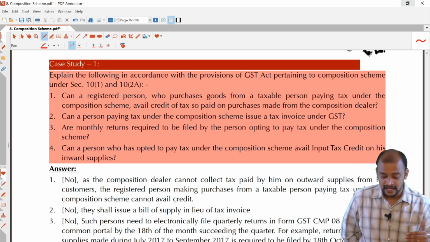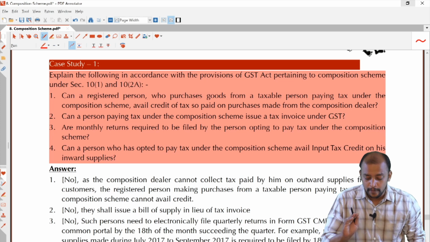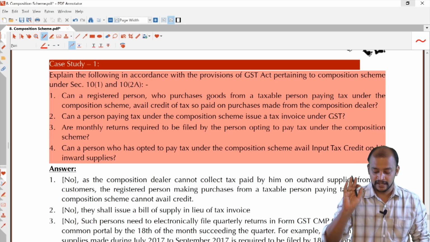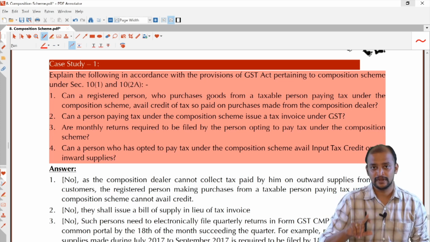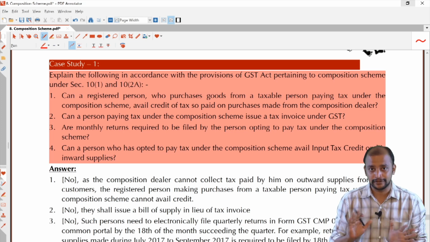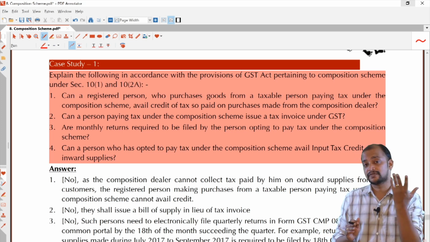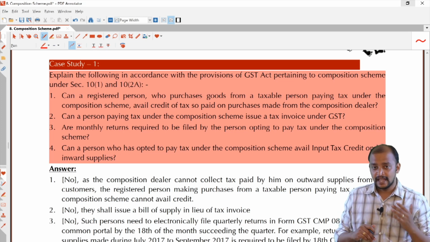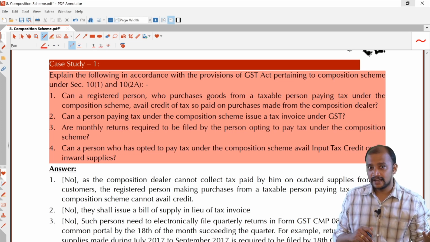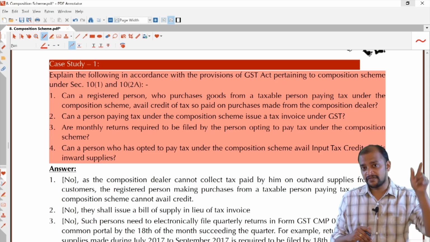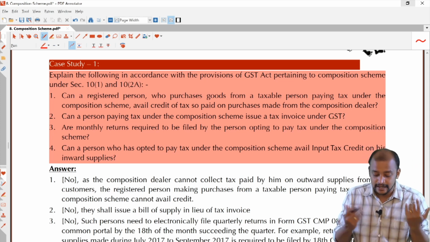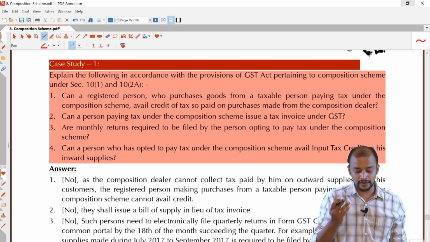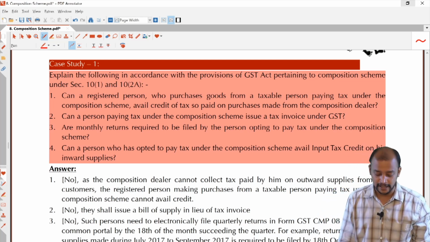What is the question here? There is a registered person who purchases goods from a taxable person paying tax under composition scheme. So I am a person not opting for composition scheme. I purchased goods from a person who is opting for composition scheme and I paid some tax. Can the tax so paid on purchases made from a composition dealer be taken as credit? No, that is not possible. I told you it's a blocked credit, you cannot avail.